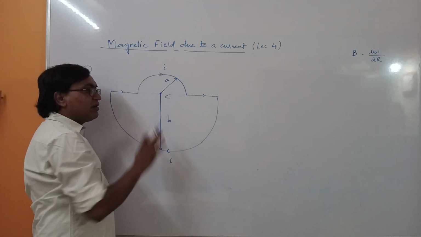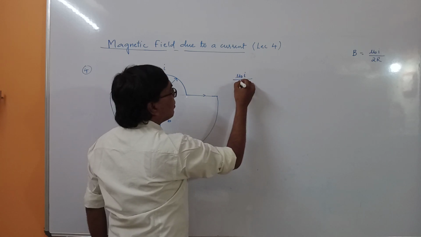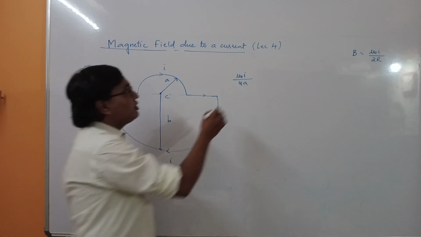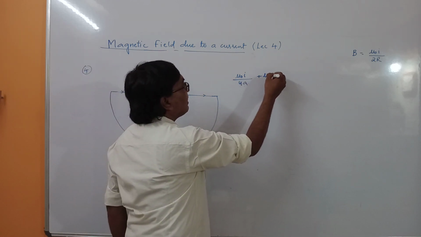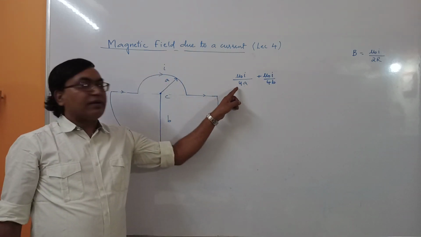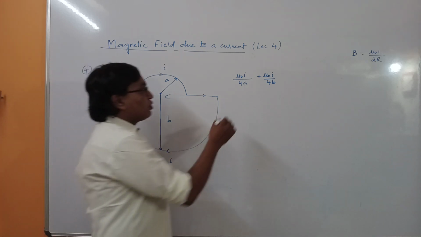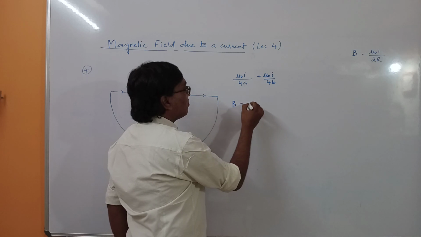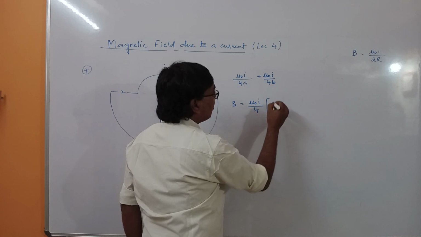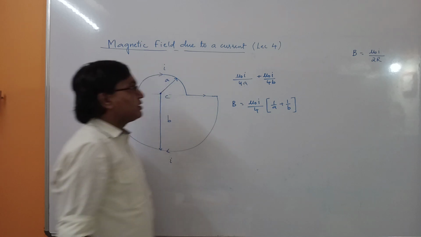Now this is a semicircular wire. So mu naught I by 4A due to this, and due to this it will be mu naught I by 4B. It is mu naught I by 4R. So radius is A, and for this loop radius is B. So total magnetic field B will be equal to mu naught I by 4 into (1 by A plus 1 by B). So this is the magnetic field.